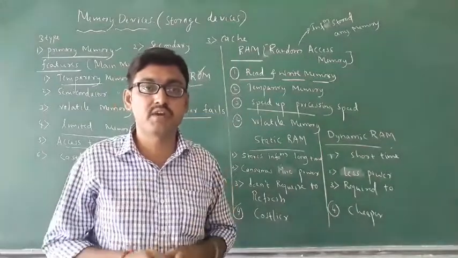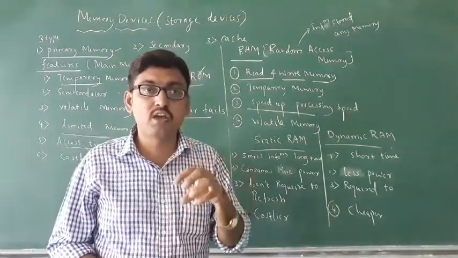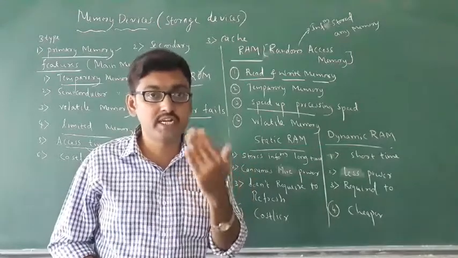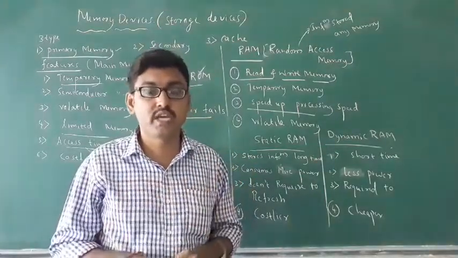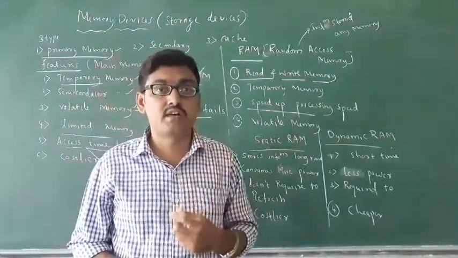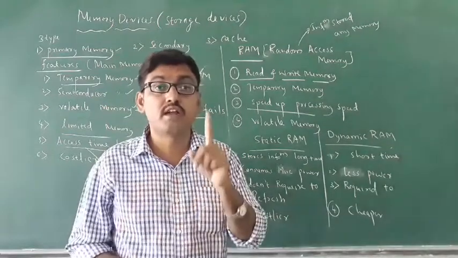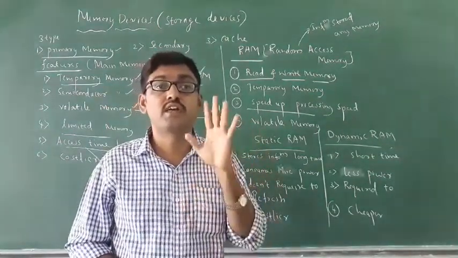Read and write means, for example, whatever data is stored in the RAM, you can read it and you can write it, or you can modify it. If there is any data in the RAM, you can read that data and you can modify that data.